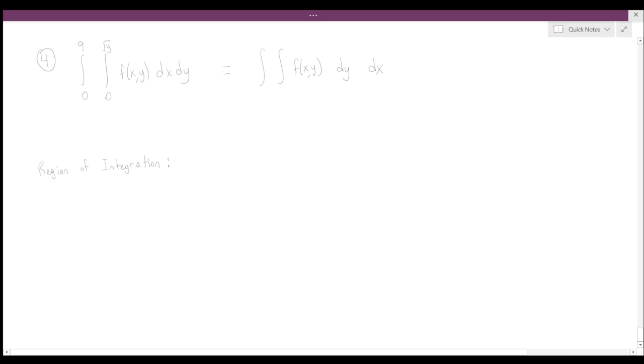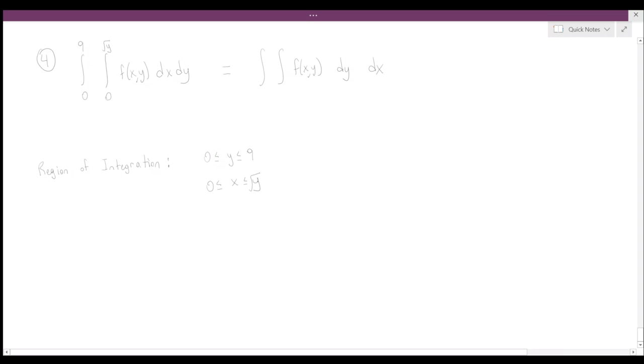Okay. So the region of integration we can get from our bounds over here right now. So here the 0 and 9, those are bounds on y because they're the outer integral. So we've got y's between 0 and 9. And then here, these are bounds on x for the inside integral. So we've got x between 0 and root y. Okay.